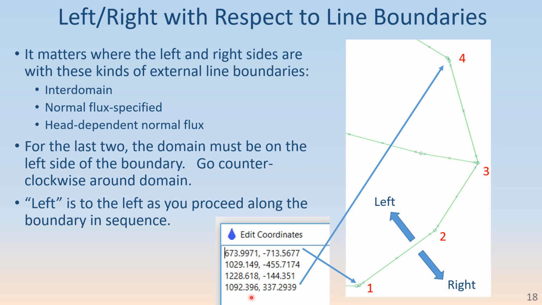Let's look at this set of x, y coordinate pairs for this 4 vertex line boundary here. The first pair, or first point, is point 1 here, and the second, third, and fourth here in the order of coordinates. So the left side of this boundary would be to the left as you proceed from the first vertex towards the last. Imagine yourself walking on this boundary. The domain that's to the left would be to your left. The domain to your right would be the one to the right. So that's the convention.